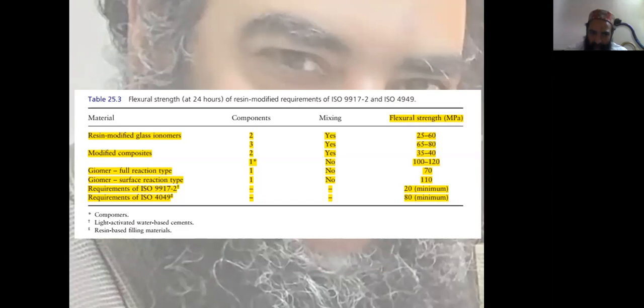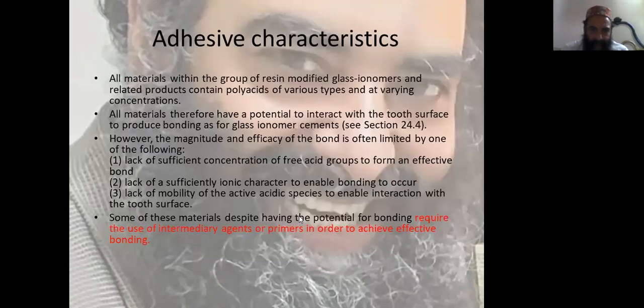Requirement of ISO 9917-2 and 4049. 9917-2 is 20 and 4049 is 80. So most of these except these two are near to these values. Now adhesive characteristics.